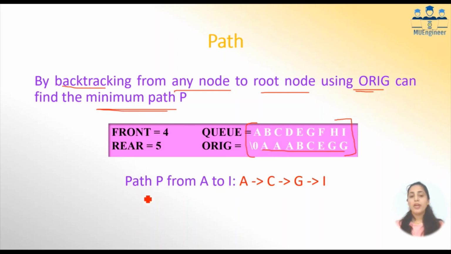Okay. Now, if I want to find out a path P from node A to I, because I have started my BFS algorithm from node A, so from node A, I can give the minimum path to any other node. Suppose if I want to find out the path from A to I, so what will I do? I will first go to I in my queue. I will find its origin.